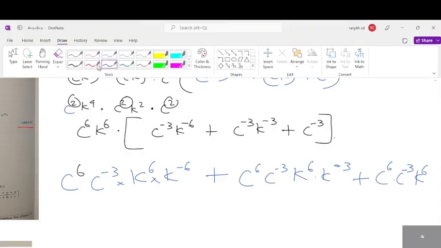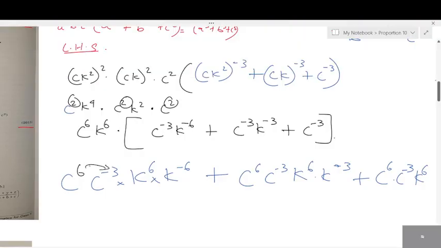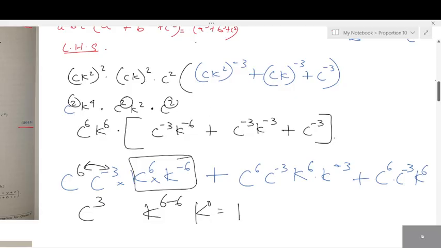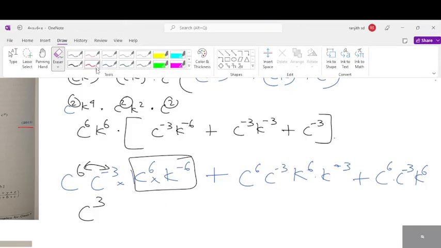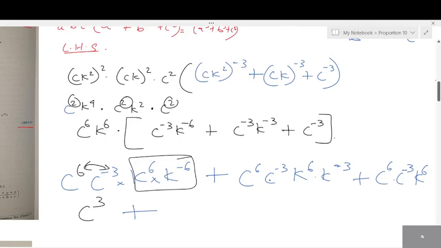Now this depends on the exponent concept. What is 6 minus 3? 3. What is 6 minus 6, students? How do you solve this part? 6 minus 6 is 0. What is anything to the power of 0? Very good. So just ignore that. That is gone, K is gone. Just C to the power of 3 plus. Tell me what you get here. 6 minus 3 is 3, K to the power of 3.